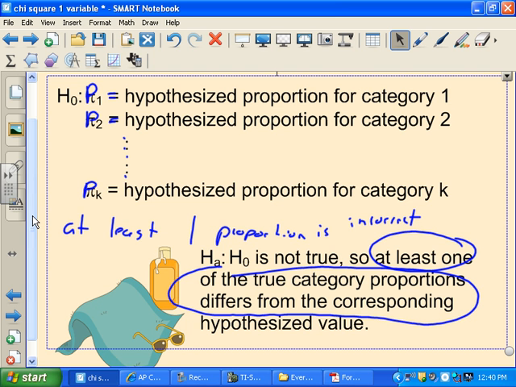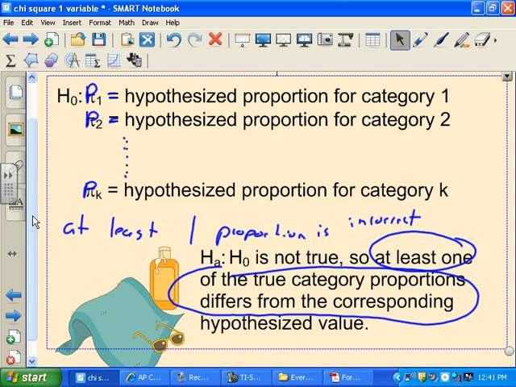At least one out of like how many? Well, in this case, there's 7 categories. Remember, they all have to sum to 1, right? So let's say that this one I hypothesized to be 20%. But my data says it's not 20%. My data says it's like 15%. One of my other ones over here is going to have to compensate for that difference.